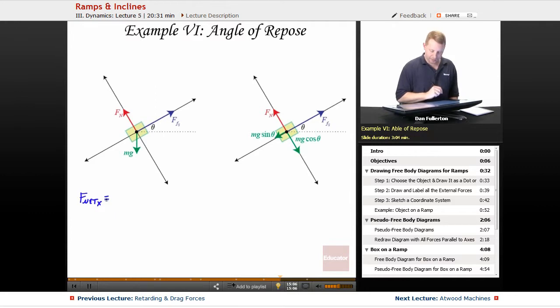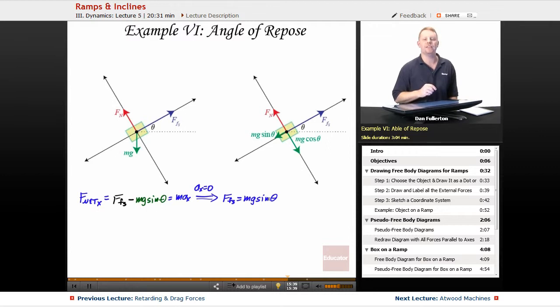Net force in the x direction is going to be, well, we have that force of static friction minus mg sine theta, and all of that must be equal to max. But right at the point where it's just barely beginning to move, that acceleration is 0. So therefore, the force of static friction is equal to mg sine theta.